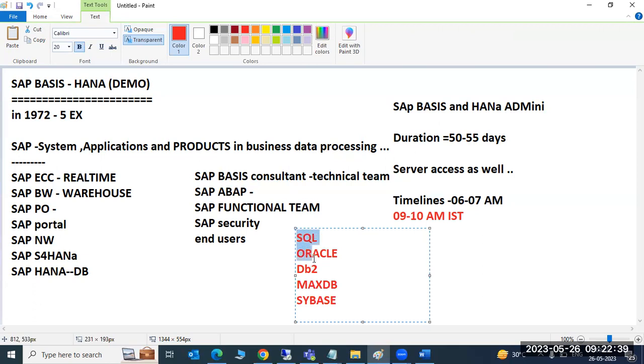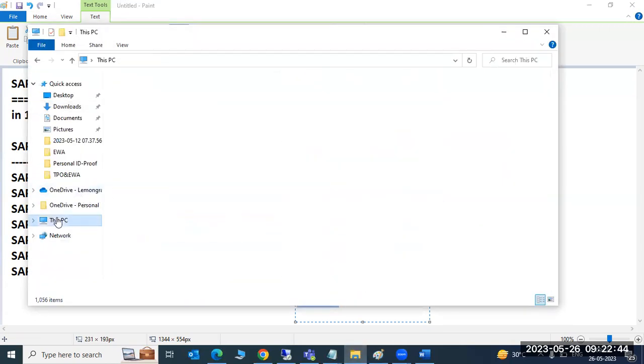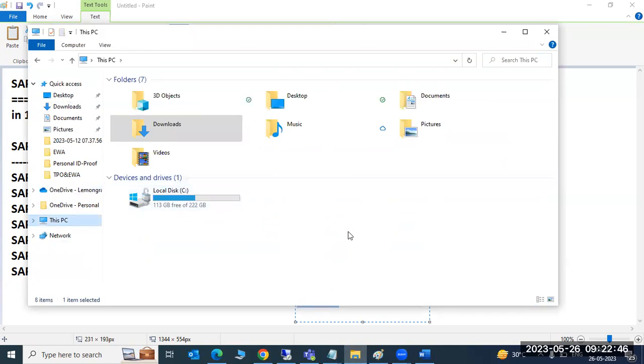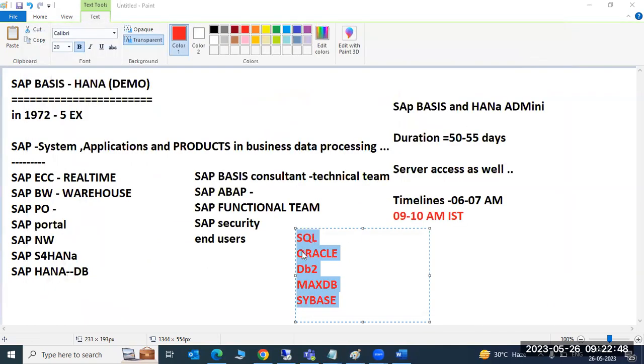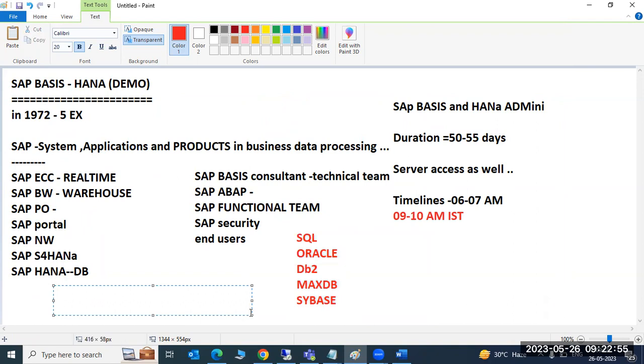All these databases store their data on their disk layout, either the C drive or D drive or E drive, whatever disks we have. But especially the HANA database will store the data in RAM memory. Instead of disk layout, it will store the data in RAM memory. That is called the in-memory concept. In the in-memory concept, it is storing all the data in memory.